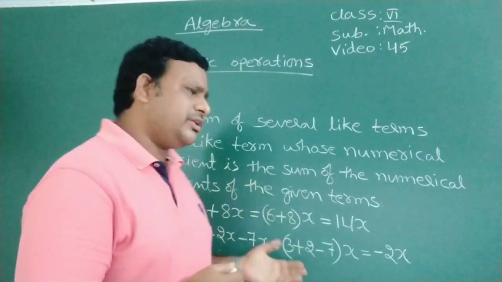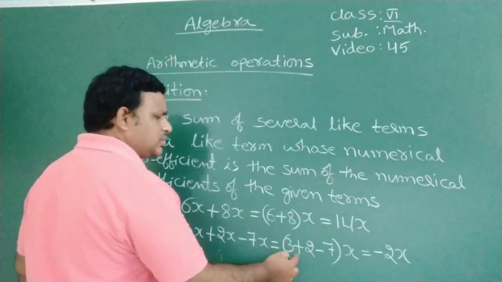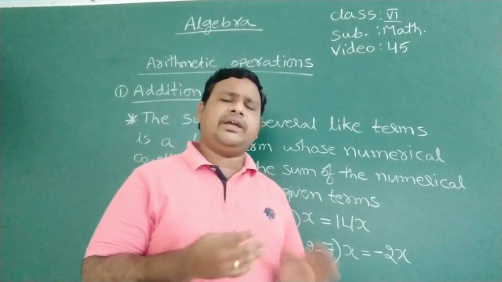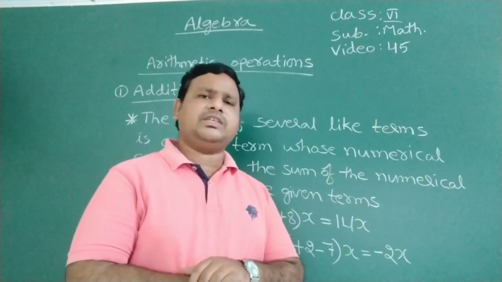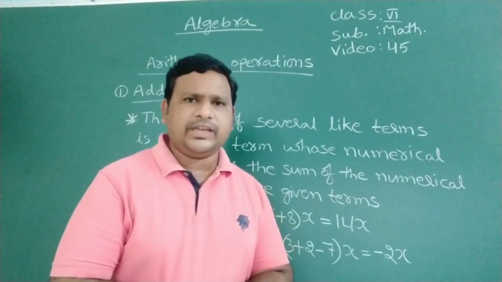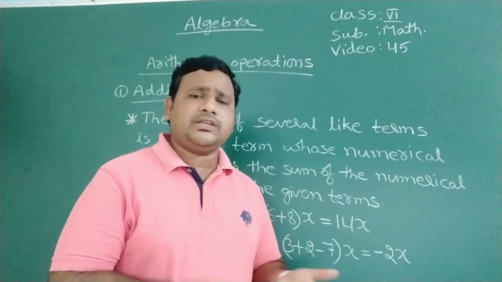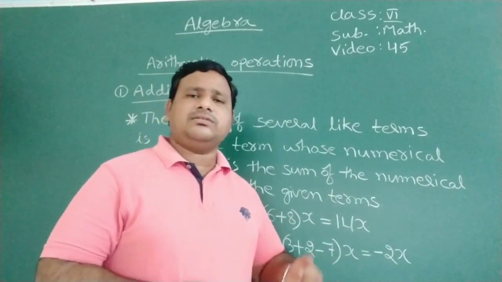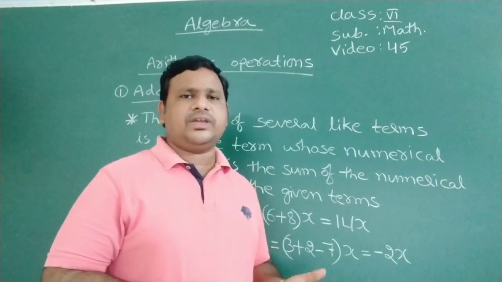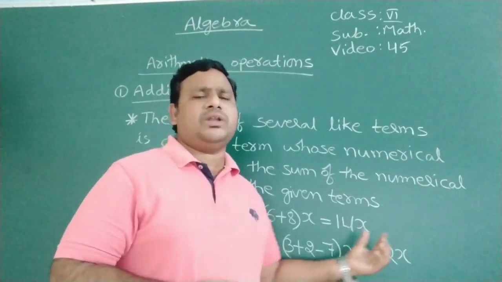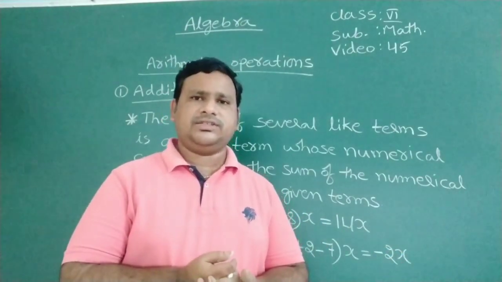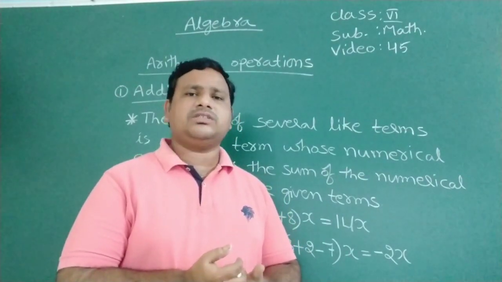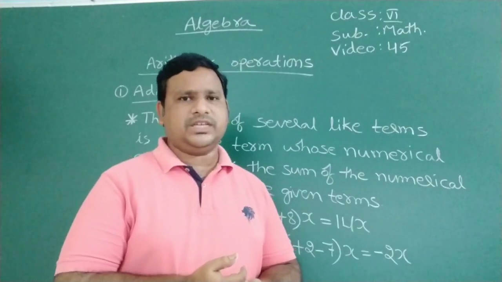Understood? So here you can observe 3 plus 2 is 5. 5 minus 7. Generally we know 7 minus 5 is 2. But what about 5 minus 7? It is minus 2 because 7 is the greater numerical value than 5. That's why the minus symbol is taken in the answer. That's the rule in the addition or subtraction of integers.